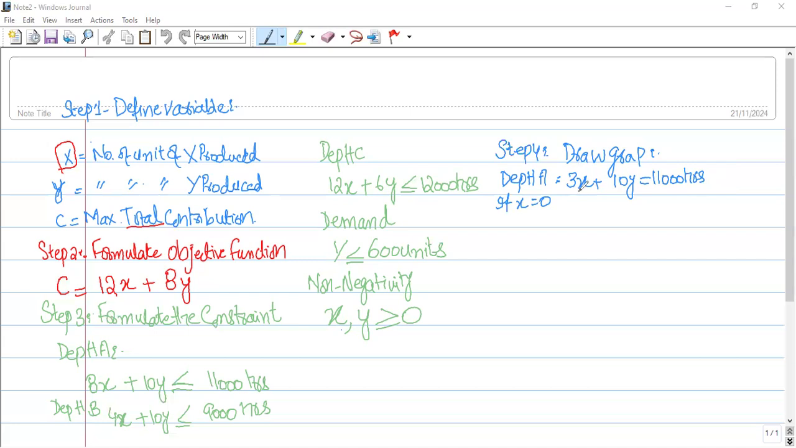So 3 times 0 plus 10y is equal to 11,000 hours. How many units can I produce for y? 11,000 hours, and for 1 unit they take 10 hours. I can produce 1100 units, sorry, not 110. I will produce 1100 units of product Y. If I produce no units of X, the maximum units of Y is 1100 units.